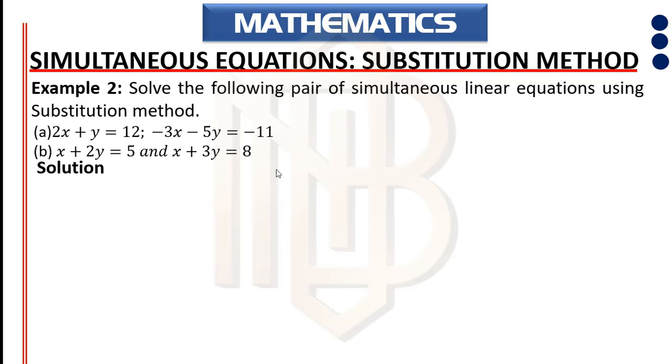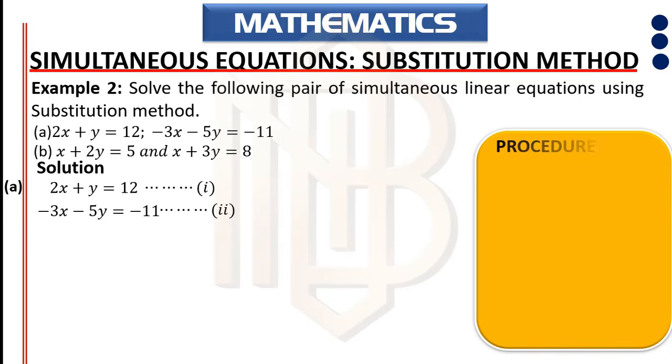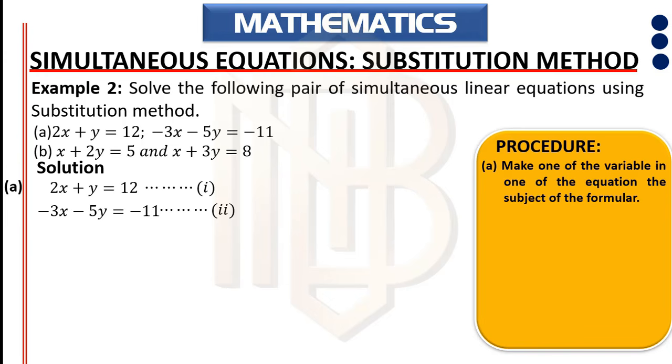Now we have equation 1 given as 2x + y = 12, and equation 2 given as -3x - 5y = -11. Looking at this, the procedure says the first thing we do is make one of the variables in one of the equations the subject of the formula. So we can choose any equation, and in any equation, we can also choose any variable first.